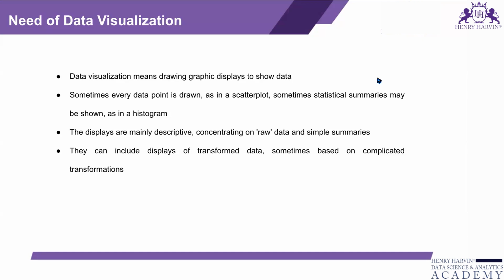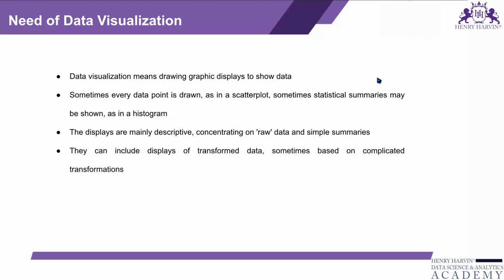Sometimes statistical summaries can be shown as a histogram. You can show them using a histogram or a bar chart, and show what the growth is in a certain company, or growth in a certain product and things like that. Okay, so the displays are mainly descriptive, concentrating on raw data and simple summaries, right? How would you show a certain small set of data and concentrate on that set rather than the whole summary of what your whole data set might be? It's very difficult to understand a whole set of data, so you just want to show the gist of what you have understood from the set.